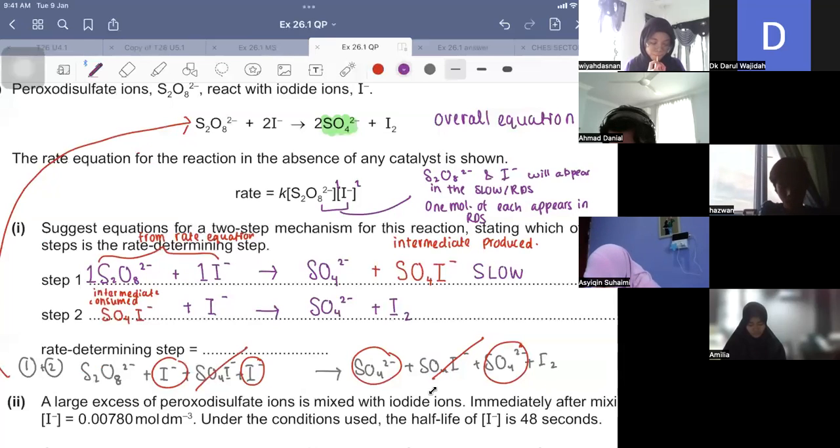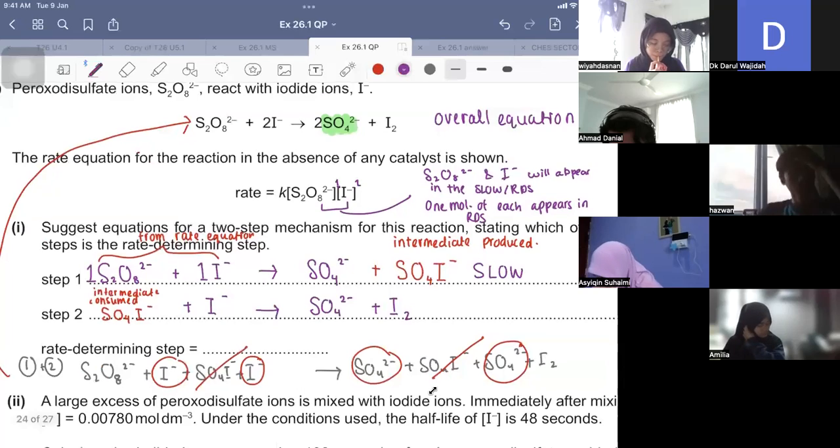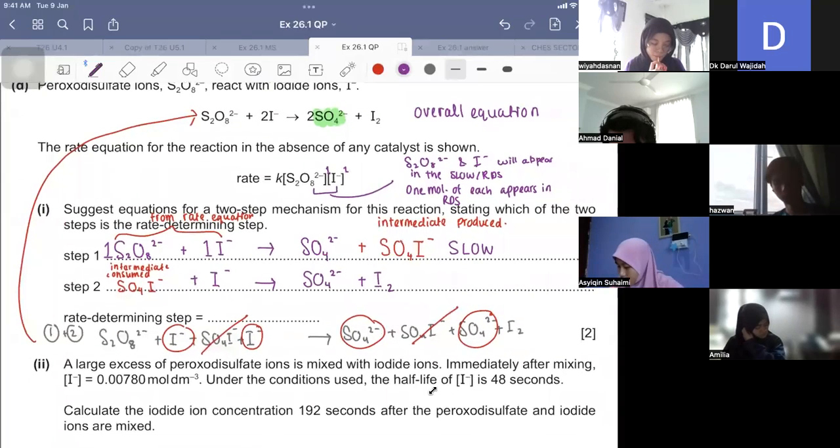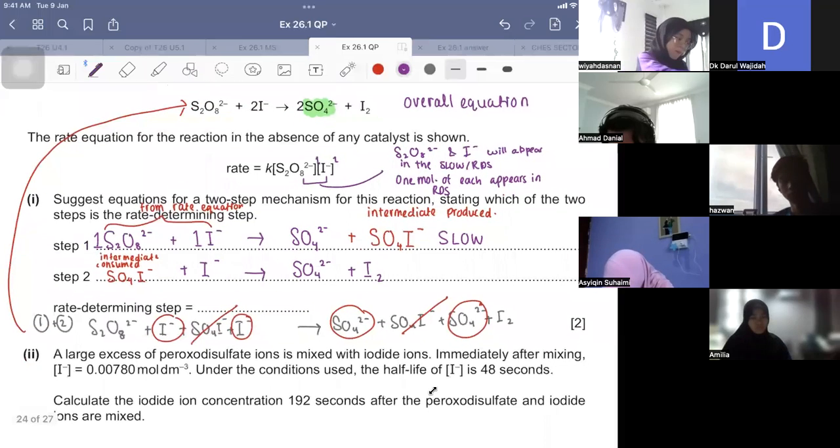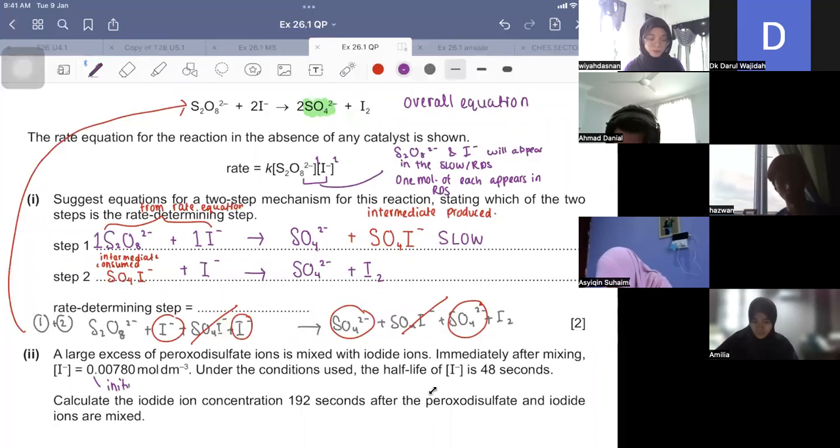Okay, next part. A large excess of persulfate ions is mixed with iodide ions. Immediately after mixing, the concentration of iodide is 0.00780. Immediately after mixing is at t equals 0, just after you mix. So that means this is the initial concentration of iodide. Under the conditions used, the half-life of iodide is 48 seconds. Calculate the iodide ion concentration 192 seconds later.